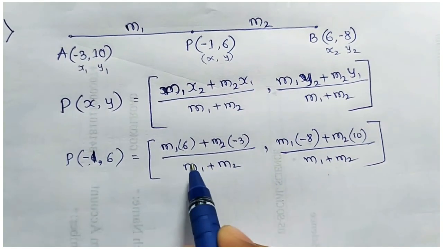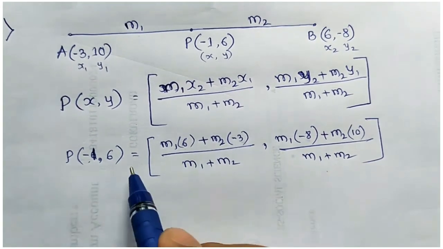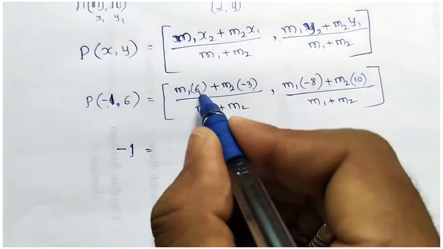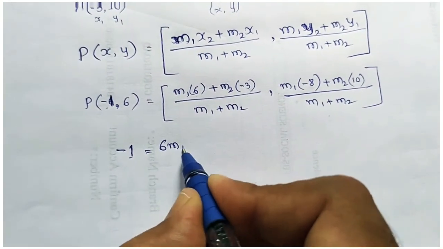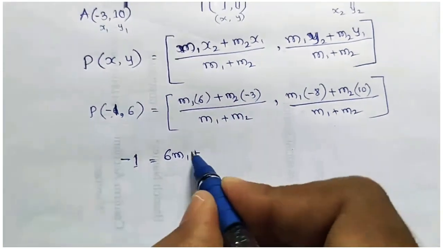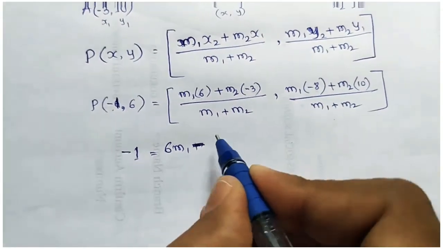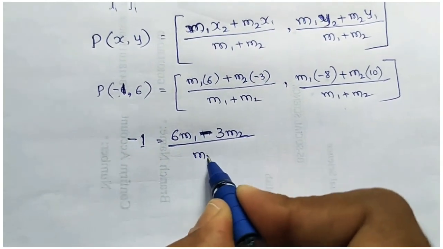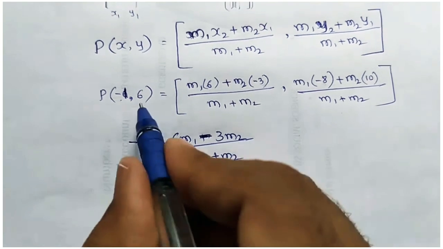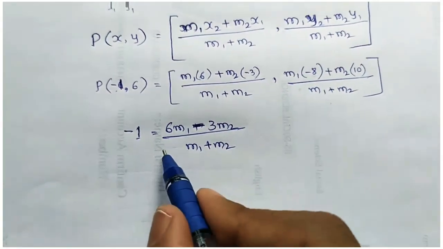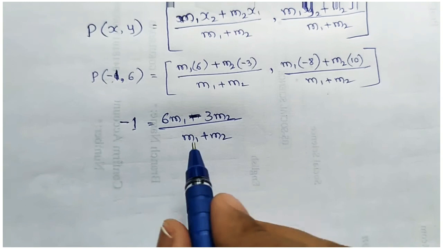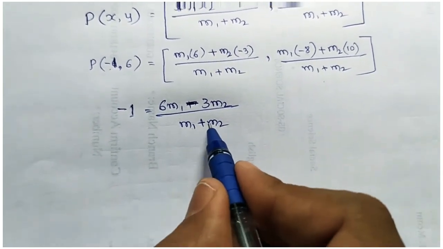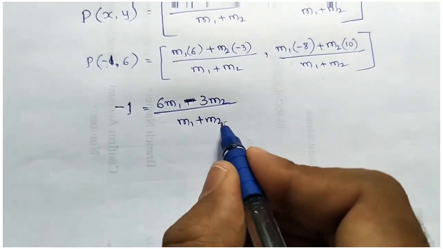So here minus 1 is there, so we will get that minus 1 from the first formula, that is minus 1 equal to 6 m1 plus minus into minus 3 m2 divided by m1 plus m2. Okay, similarly 6 is equal to the second formula. So just take the first formula, again you will directly get the ratio.